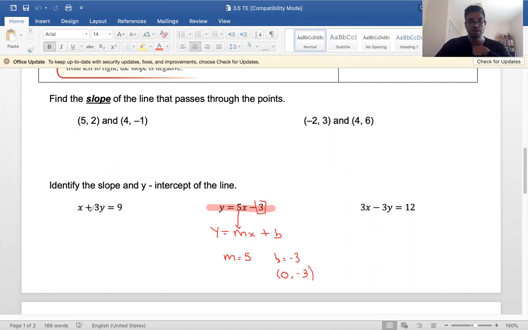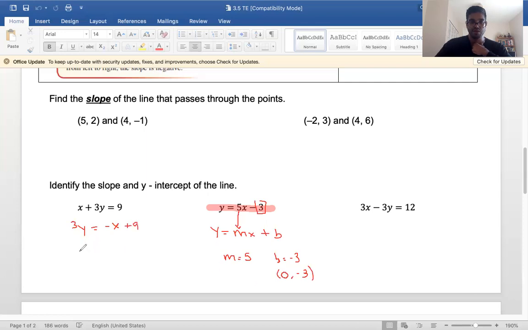On the first one, if we wanted to find the y-intercept, we could plug in x is 0 and then solve. But I'm going to find the slope anyway. So what I'm going to do is turn this from standard form into slope-intercept form. The first thing I'm going to do is subtract x. So 3y equals negative x plus 9. That's by subtracting x on both sides.